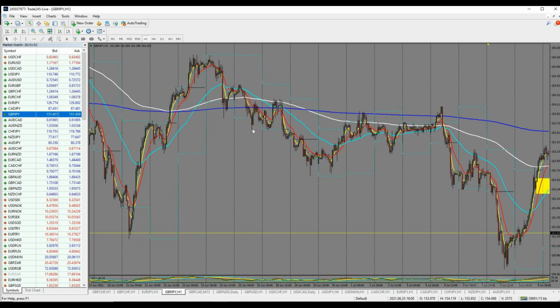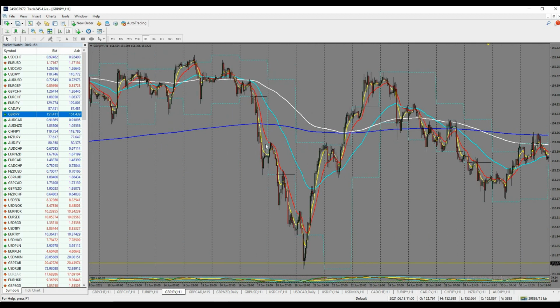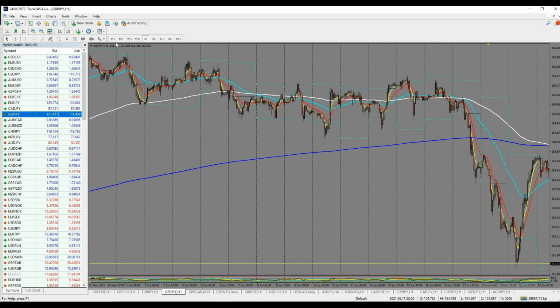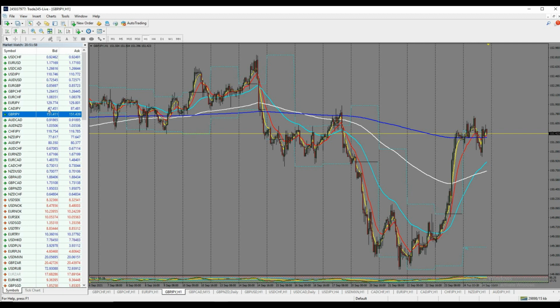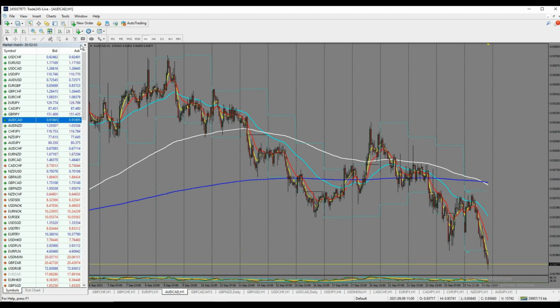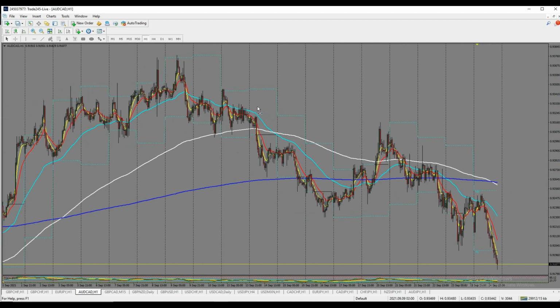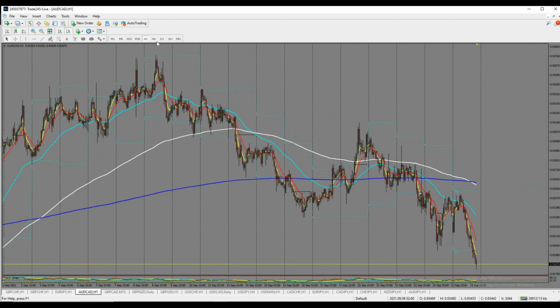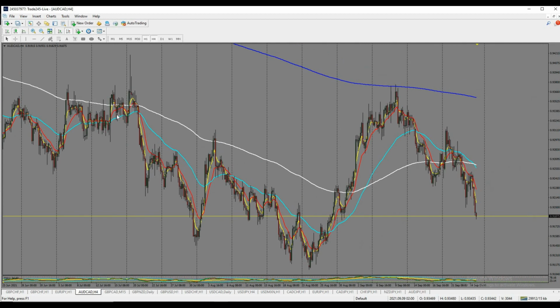There are a lot of things that you can trade on the market, but being selective will keep you in the game much longer. So let us look for some examples here. I like looking at it from the higher time frame.